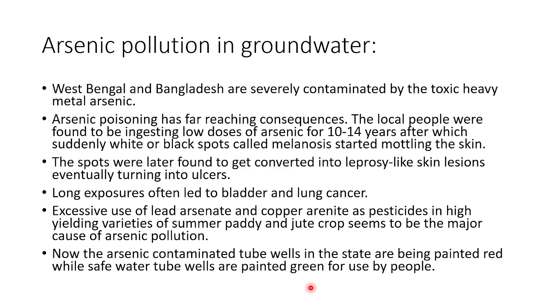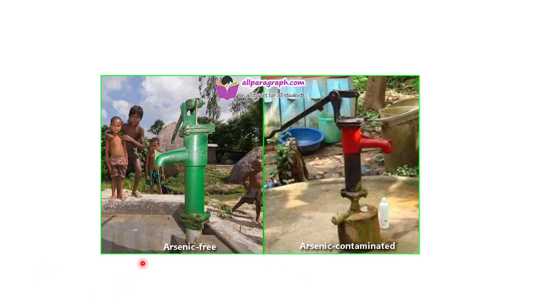Now, by knowing this information, you can judge how much contamination there was. The arsenic had percolated into the groundwater, so much that they have to color the tube wells in their area for a safe water supply. Now, the green one is in the arsenic free area. That means the groundwater is arsenic free. And the red one is arsenic contaminated, so that anyone should not drink that water and suffer from any disease, that is called melanosis.